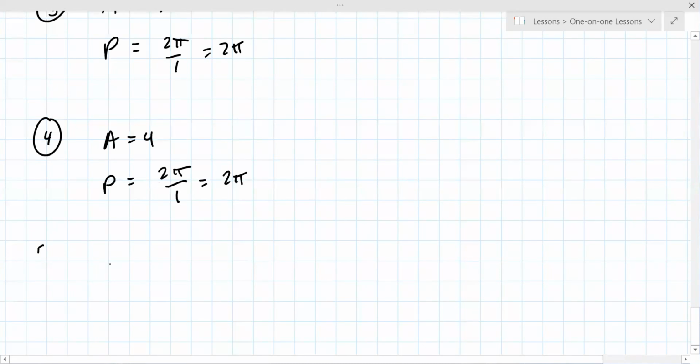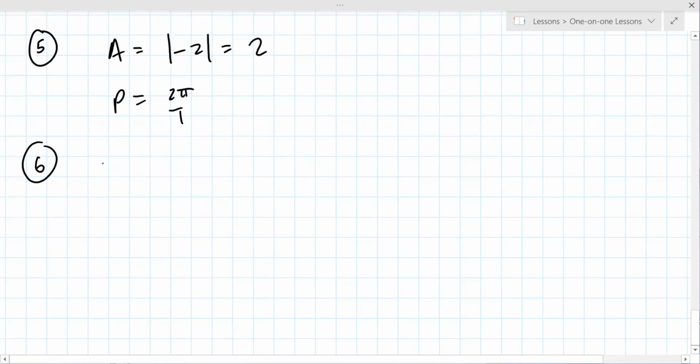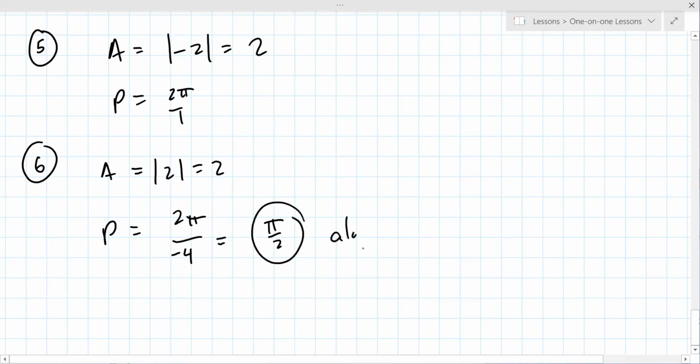For number 5, the amplitude is the absolute value of -2, which is 2, and the period is 2 pi over 1. Number 6 is sort of an oddity. The amplitude is the absolute value of 2, which is 2. The period you would think is 2 pi over -4, but that negative can be dealt with in a different way. It's not the absolute value, though; the period is always positive. That's just a side note.